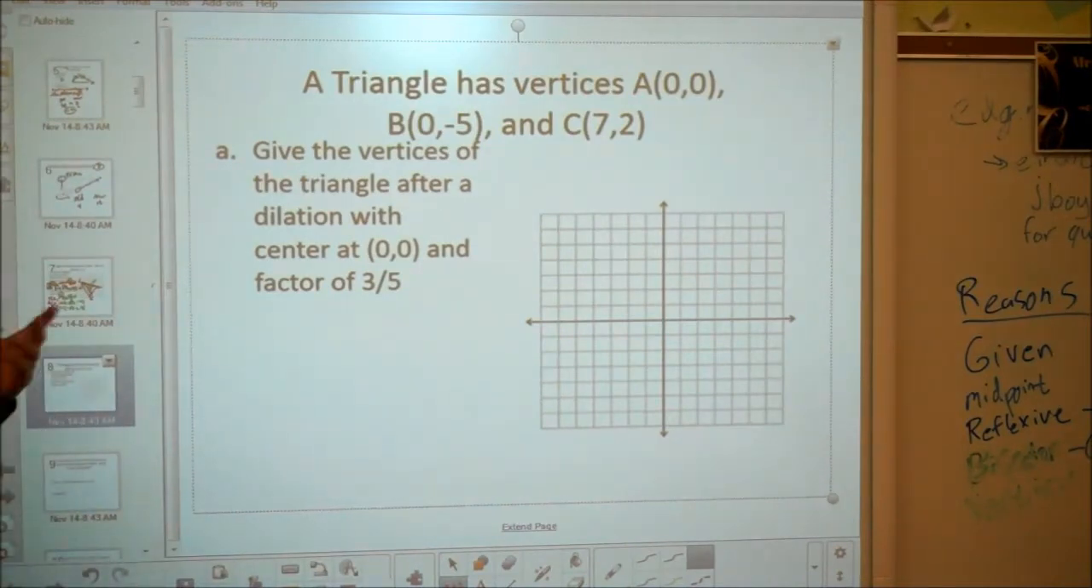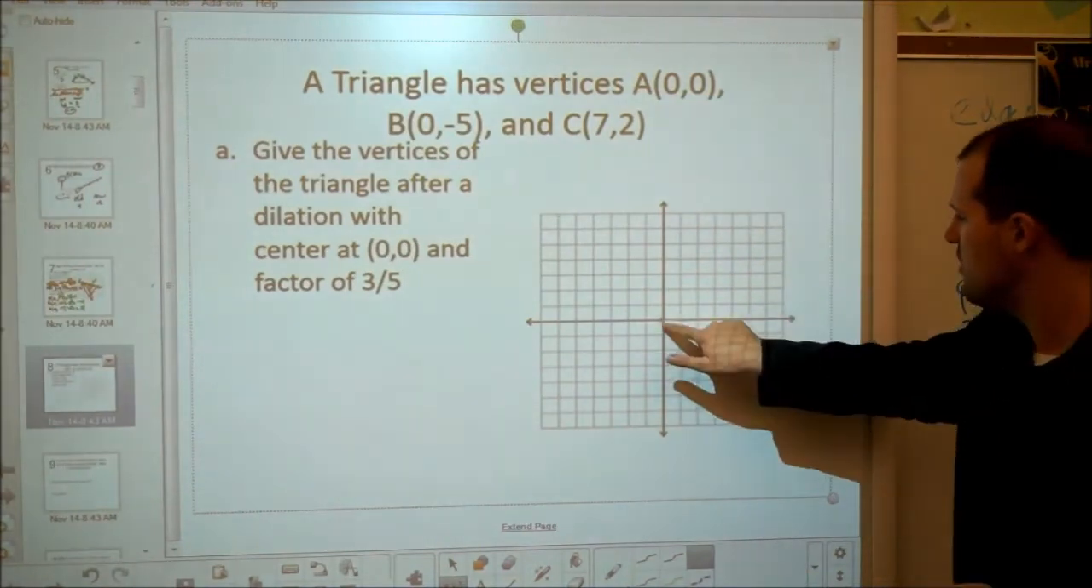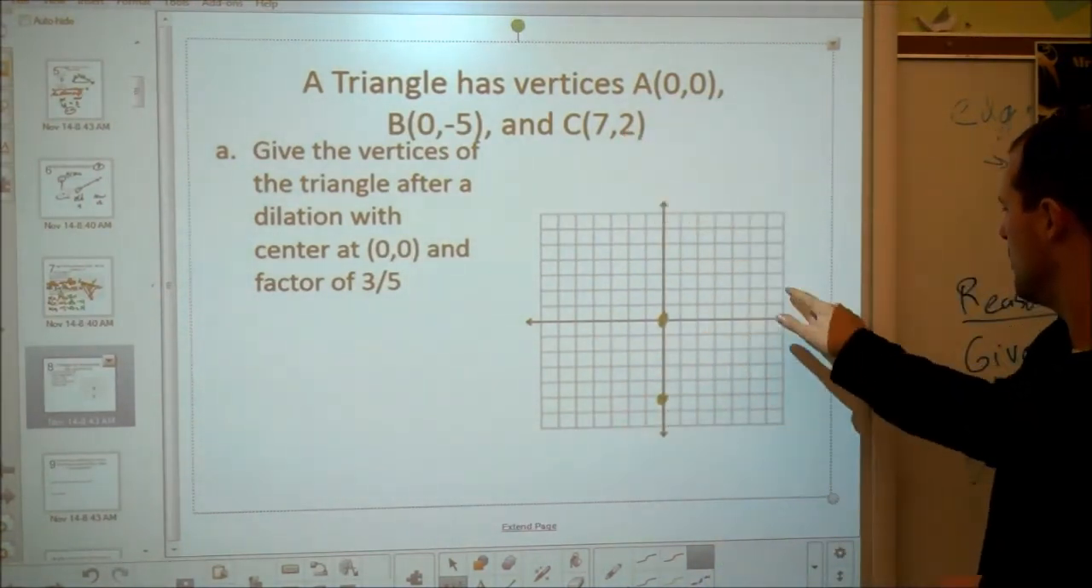Okay, let's try another one. On this one, a triangle has vertices of (0, 0), (0, -5), and (7, 2).